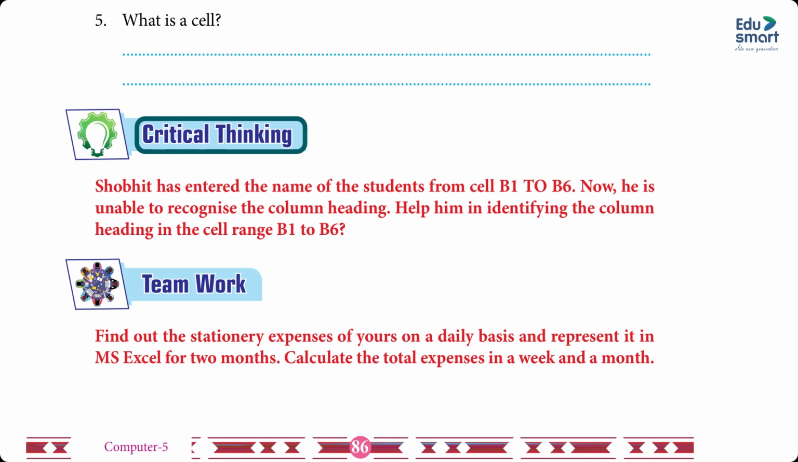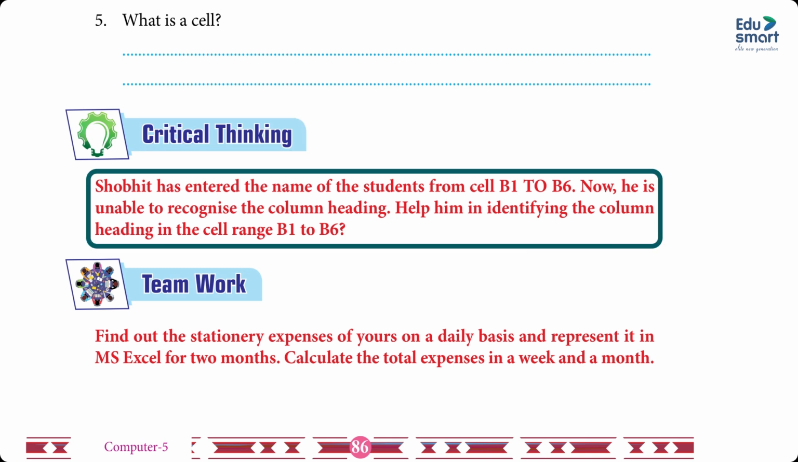Critical thinking. Shobit has entered the names of the students from cell B1 to B6. Now he is unable to recognize the column heading. Help him in identifying the column heading in the cell range B1 to B6. Answer: student will do it themselves.